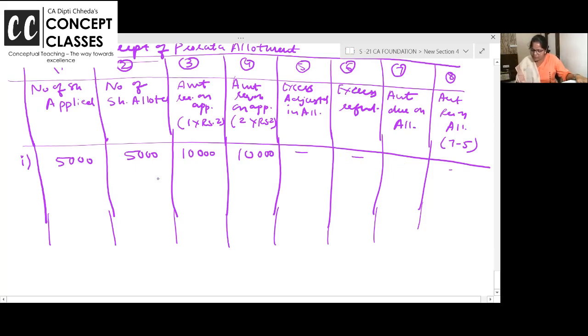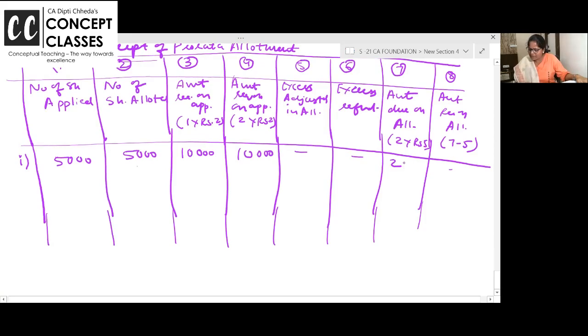हाँ, allotment due कितना होगा? Allotment due column number 2 into rupees 5. Are you getting? 5,000 shares are allotted, no? So in that 5 rupees, 25,000 allotment चाहिए. Many of you may not be clear, so if you write it, I will re-explain again. आप पहले लिख लो, I will re-explain again.